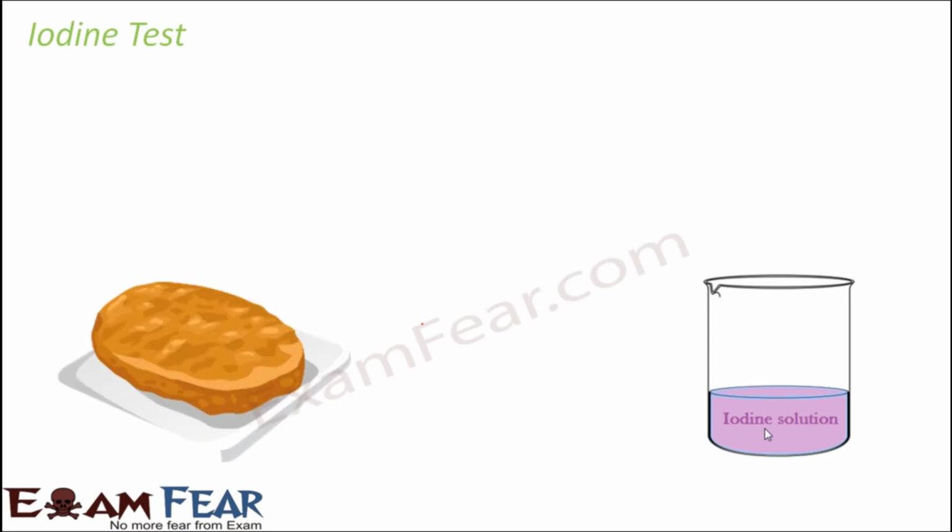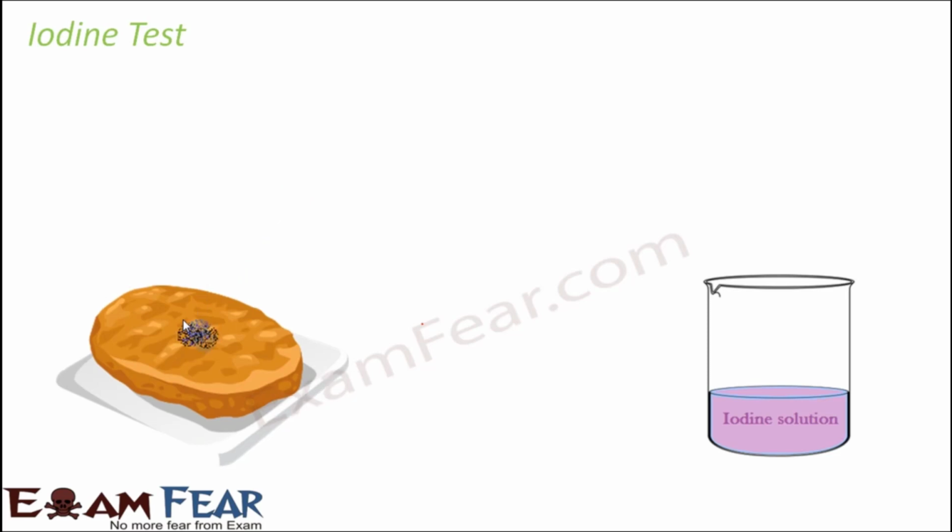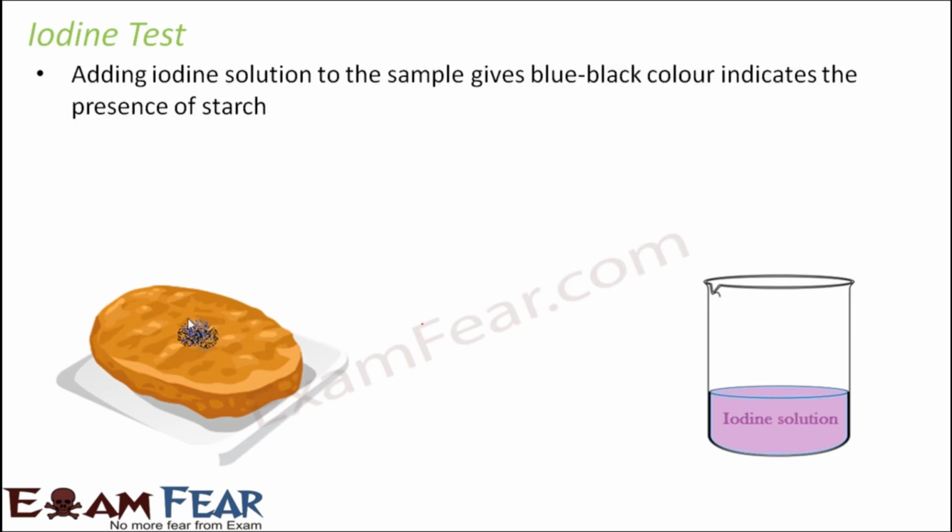Take a slice of potato or whatever food item you want to check for carbohydrates. You take a sample of that food item on a plate. Now take some of the iodine solution which you have prepared, and put a few drops of it on the potato. After a couple of seconds or a couple of minutes, what do you see? You observe a change in color in the area where you put the iodine solution.